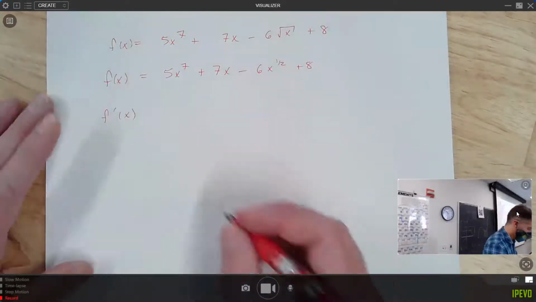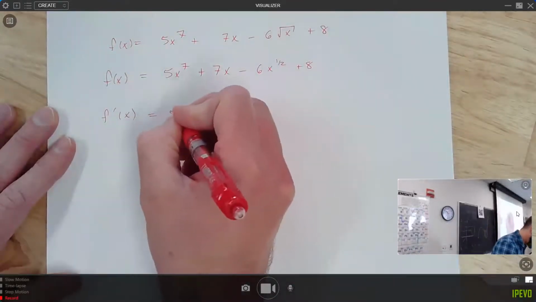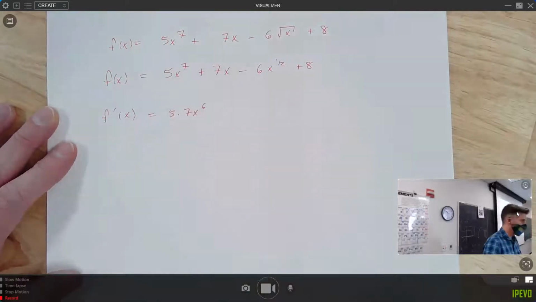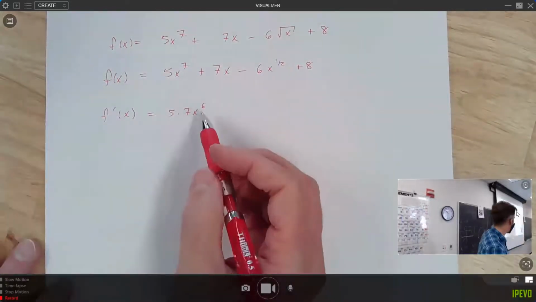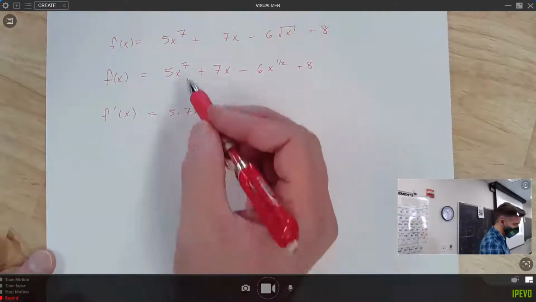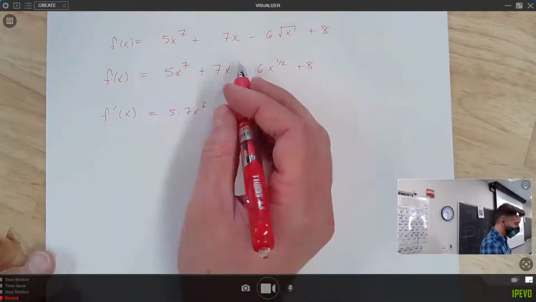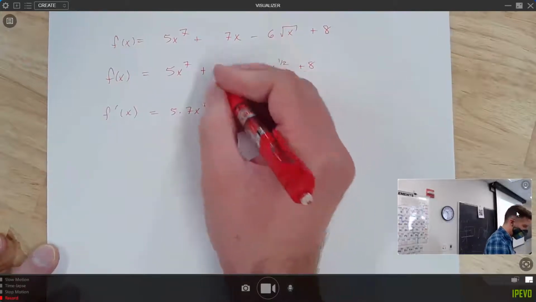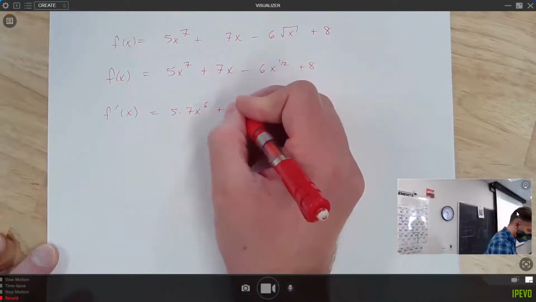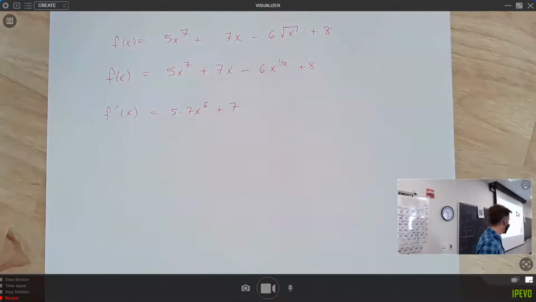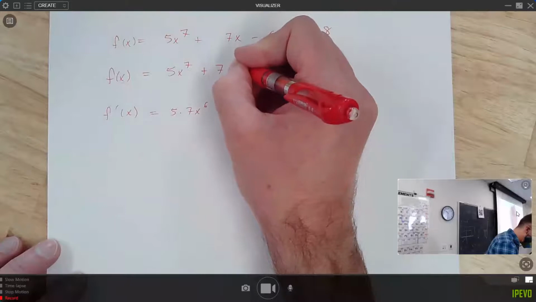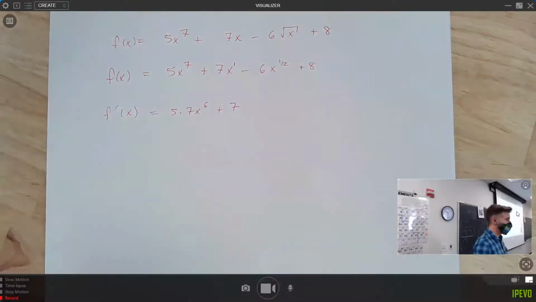Right. So the derivative here is going to be 5 times 7x to the 6th. Really, we don't even usually think about this step. We just say, oh, the 7 comes down, multiplies the 5, and you get 35x to the 6th. And the derivative of 7x to the 1st is just going to be 7. You can use the power rule there. You can say, I have an x to the 1st. The 1 comes down and multiplies the 7, and the new power is x to the 0.